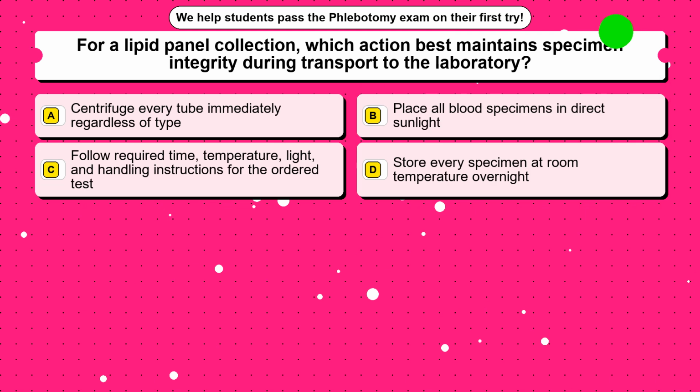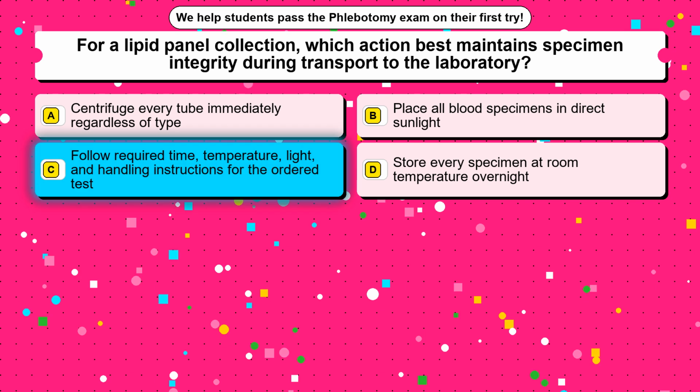Question 47. For a lipid panel collection, which action best maintains specimen integrity during transport to the laboratory? Option A, centrifuge every tube immediately regardless of type. Option B, place all blood specimens in direct sunlight. Option C, follow required time, temperature, light, and handling instructions for the ordered test. Option D, store every specimen at room temperature overnight.